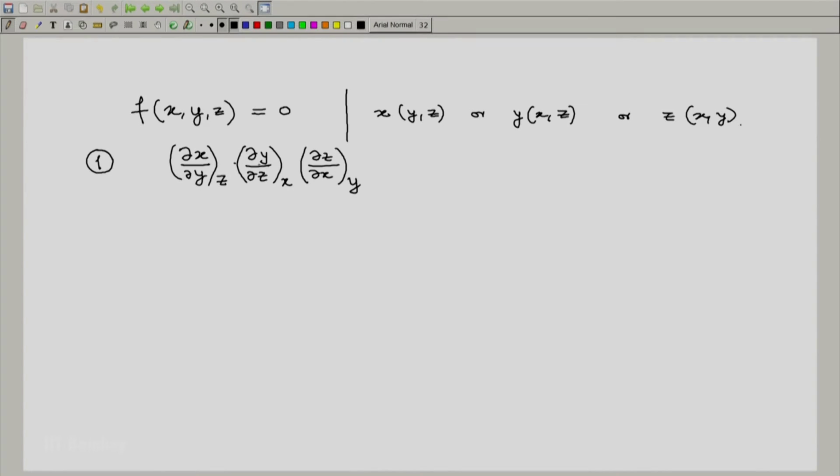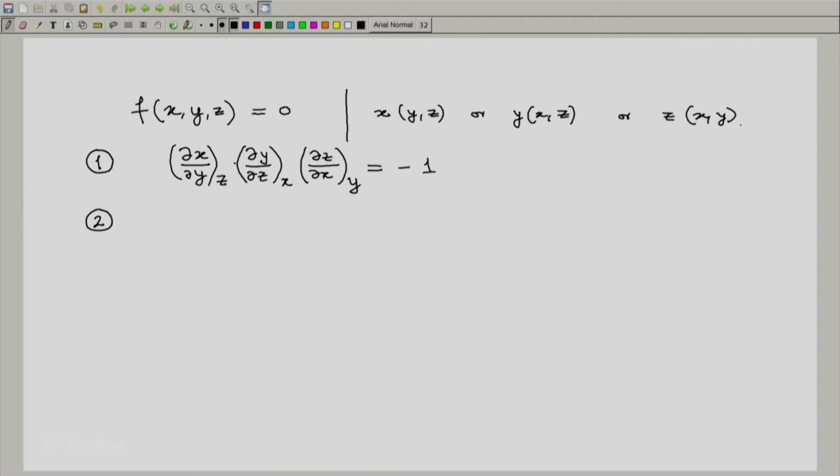Notice here we have x, y, z, y, z, x, z, x, y. The variation is cyclic. Okay. So what is the value of this product? The value of this product turns out to be minus 1. The second cyclic relation is, suppose we consider all these three x, y and z to be written in terms of some other function or a parameter t.